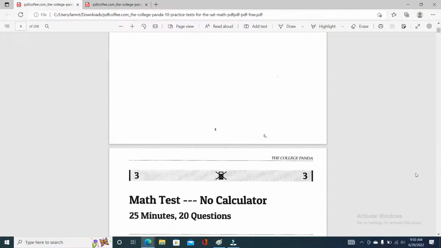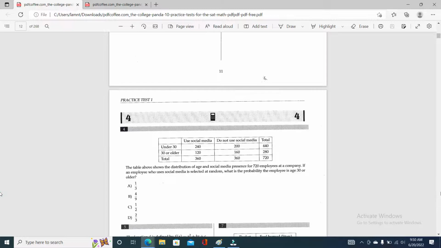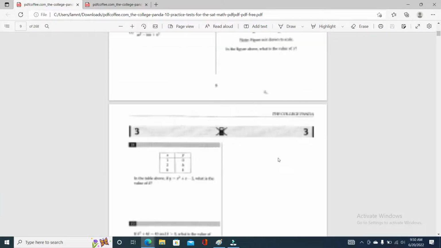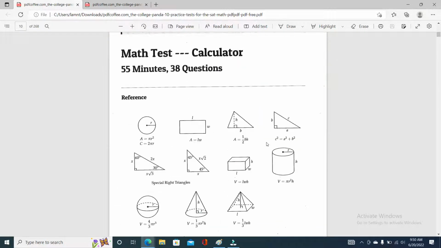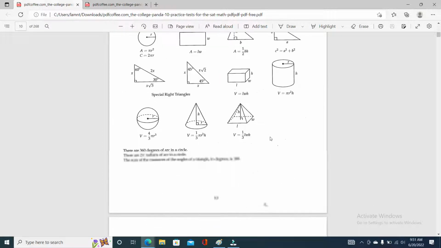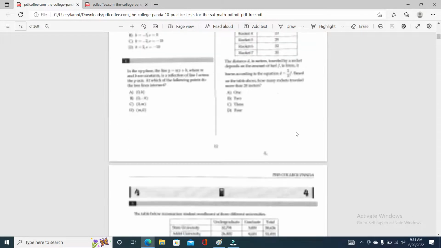So that's roughly a little more than a minute per question, and there were a lot of questions. For section 4, we get 55 minutes for 38 questions, so that's roughly an hour for 38 questions. In total, we have 55 plus 25, which is 80 minutes, aka 1 hour and 20 minutes for 58 questions, because 20 plus 38.